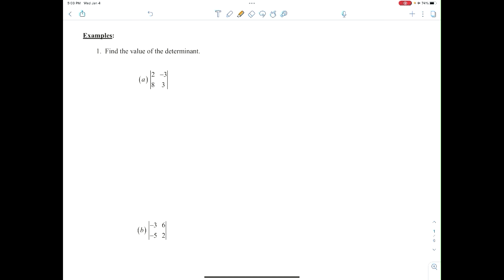So, finding the value of these determinants. We'll start with 2 by 2's. Following our determinants, we do 2 times 3 minus -3 times 8, which gives us 6 plus 24, which is 30. Not too terrible. Not at all.